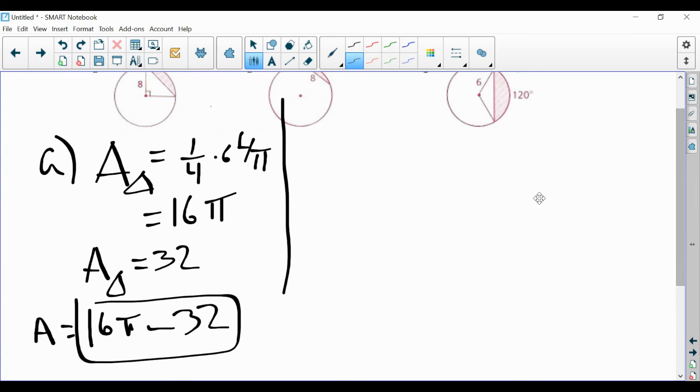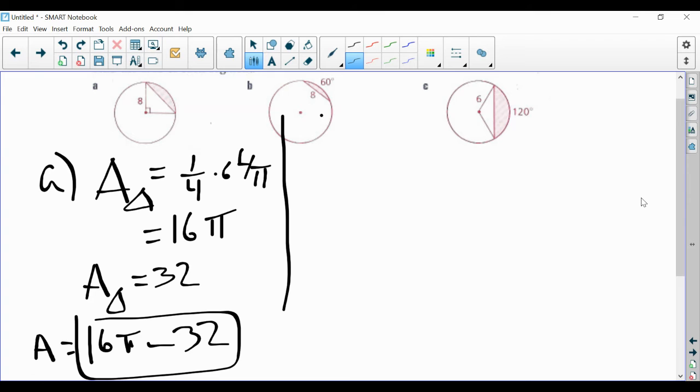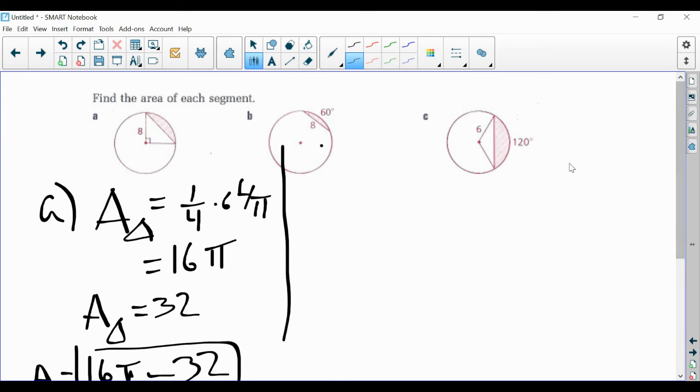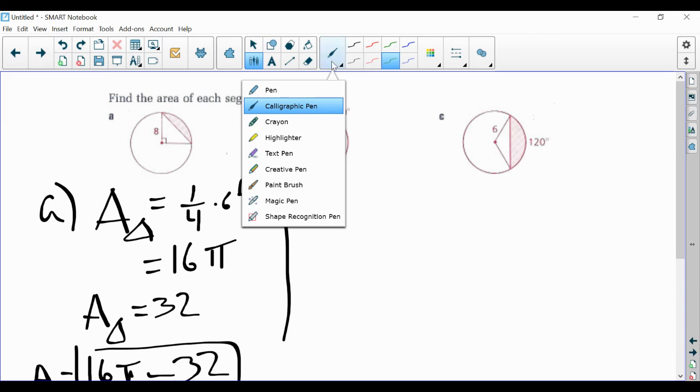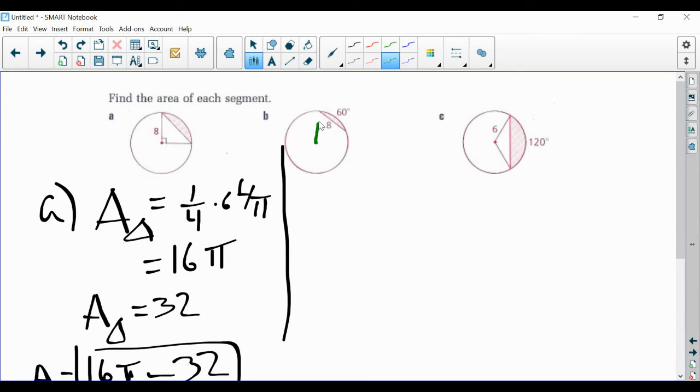Okay, now for the second one. Here I have a 60-degree arc, which tells me that that is 1/6 of the circle. And we're told that this chord is 8. Now, what does that actually mean, though? That means that if I draw in these two radii, I have a 60-degree angle here. Remember, these are radii, they're congruent. So it's isosceles. It turns out that it's equilateral. So the radius is also 8.